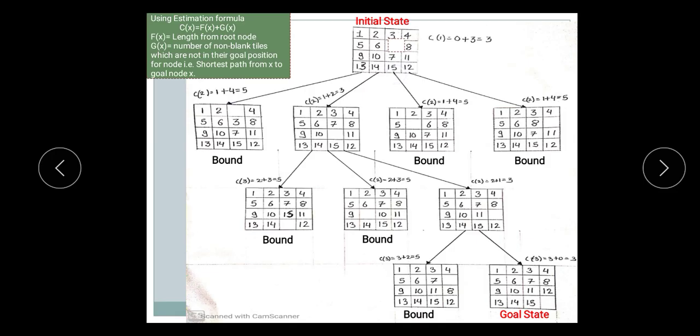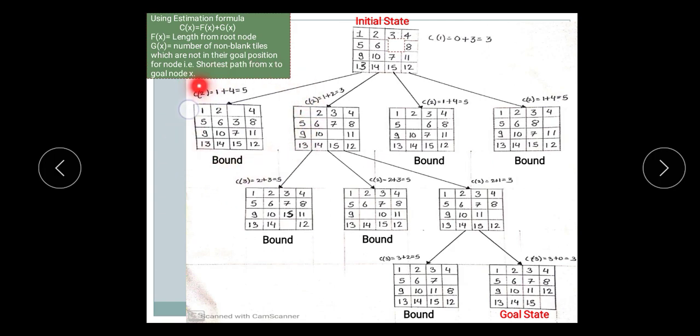Based on this, I have shown the different state arrangements of our empty slot. If we move our empty slot in the upward direction, we will get this state arrangement from the initial state. If we move it down, then we will get this arrangement. If we move it to the left side, we will get this arrangement. If we move it to the right side, then we will get this state arrangement. Now again for each state we have to calculate the cost formula.